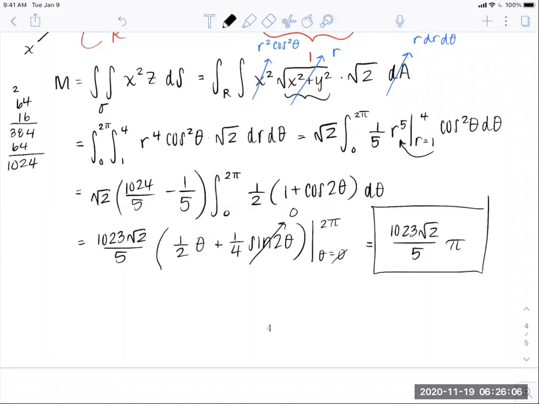All right. And so this is the mass of the lamina, which is shaped like a truncated cone with that given density function. All right, that concludes our notes for this section.